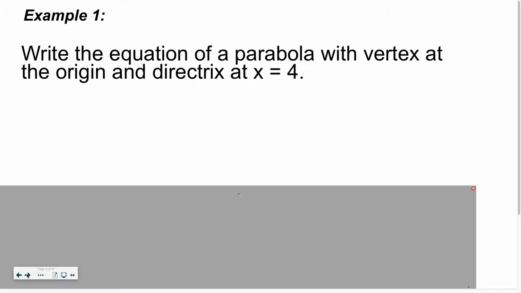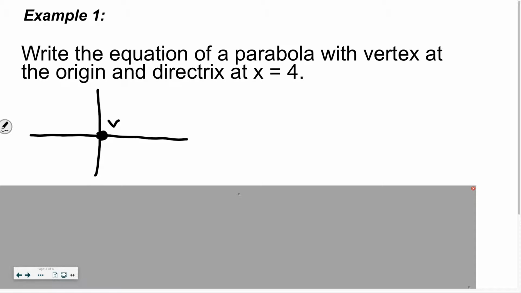I said earlier that we're basically working backwards from what we had done last week. So to me, I prefer a visual. In conic sections, I'm always thinking about the different shapes and what they look like on the coordinate plane. So I'm going to go ahead and plot the things I know. I'm going to draw myself a coordinate plane. At the origin, that's my vertex.